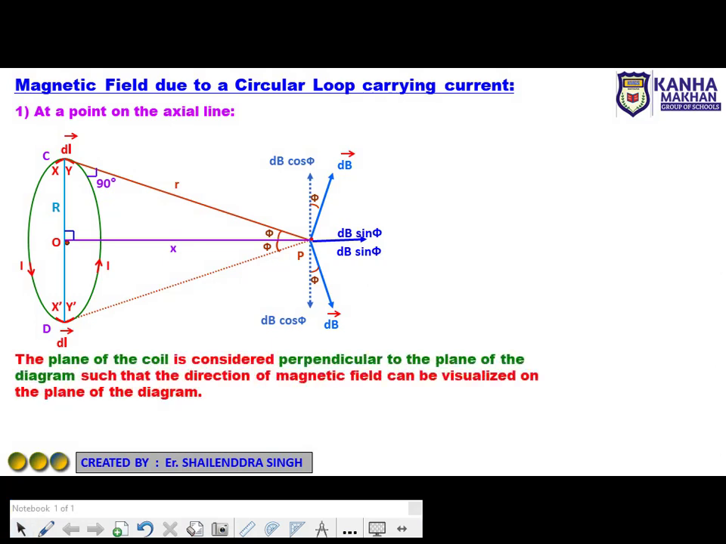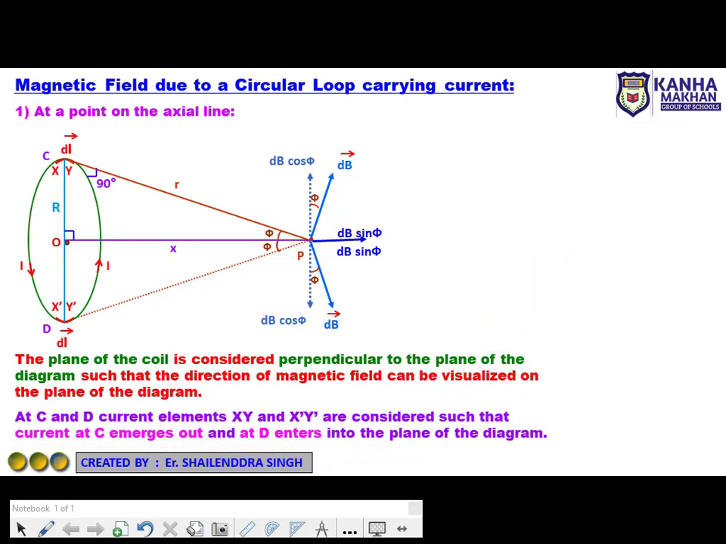Here the plane of the coil is considered perpendicular to the plane of the diagram, such that the direction of the magnetic field can be visualized on the plane of the diagram. Next, at point C and point D, elements x, y and x dash, y dash are considered such that the current at point C emerges out and at D enters into the plane of the diagram. It is very important to understand that the loop is perpendicular to the plane, it is a 3D figure.